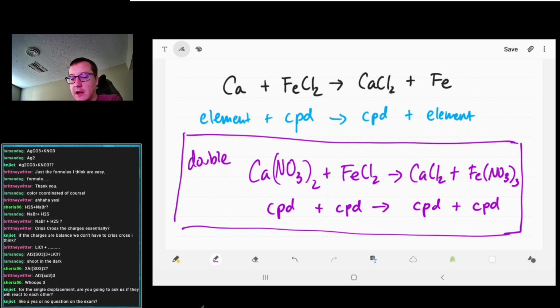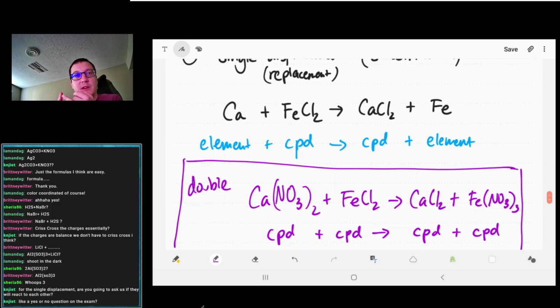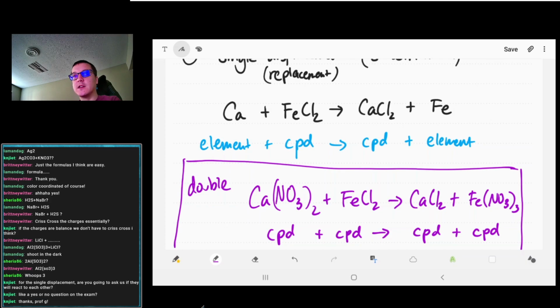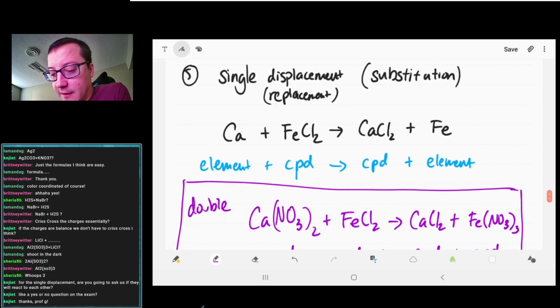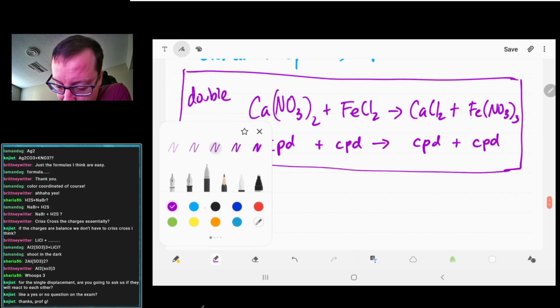Okay, so for a single displacement, you're going to see an element in a compound becoming a different compound with a different element. For double displacement, you see two compounds turning into two compounds. And for double displacement, it's always ionic compounds as well. Okay, so what do we see that's happening here in this reaction? We see that calcium is basically going into the FeCl2, kicking out the iron, and putting itself in there instead. So let's take a look at another one.